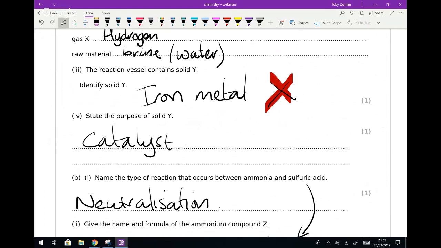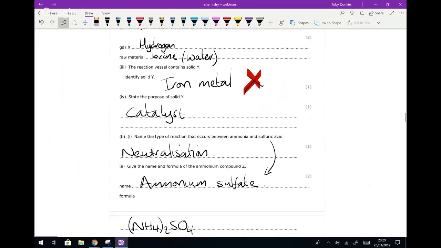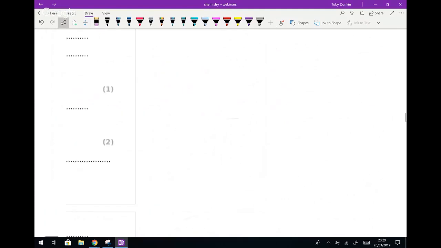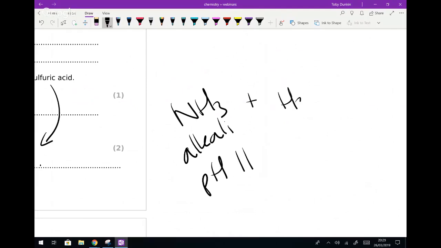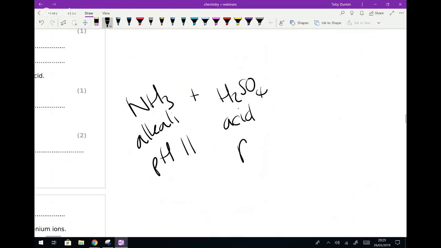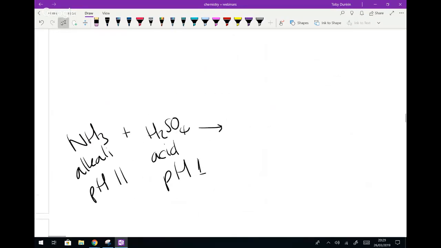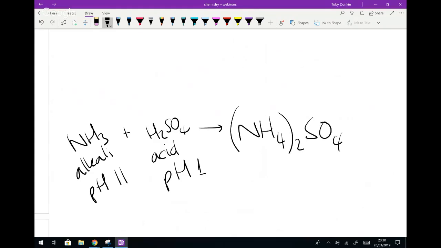Name the type of reaction between ammonia and sulfuric acid. Remember, folks, it's nice to mention this. Ammonia is an alkali of pH 11. And if you add an acid to it, acid and alkali equals salt and water. But in this case, this is kind of special because you don't make the water. Hence why they always ask it.